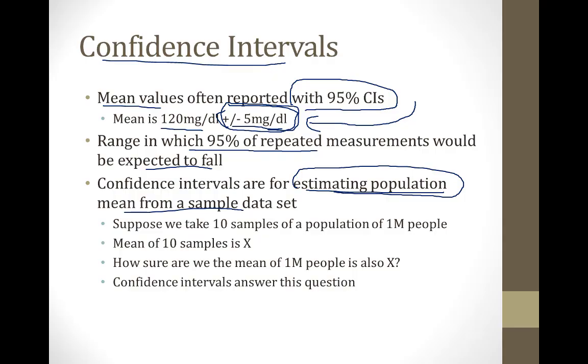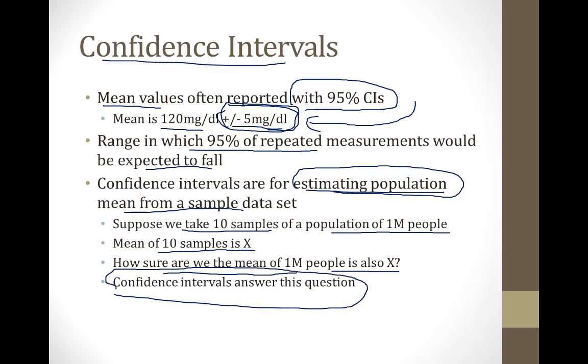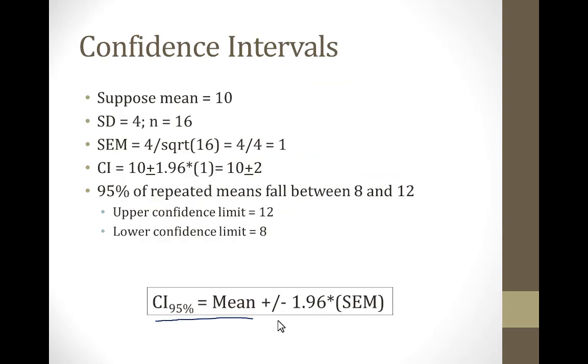Just to make this clear, suppose we take 10 samples of a population in the world that's represented by 1 million people. The mean of our 10 samples is X. How sure are we that the mean of the 1 million people is also X? The confidence intervals are what help us answer this question. This is the equation for the 95% confidence interval down here on the bottom of the screen. It's equal to the mean value plus or minus 1.96 times the standard error of the mean. And let me show you how you would calculate that for a sample data set.